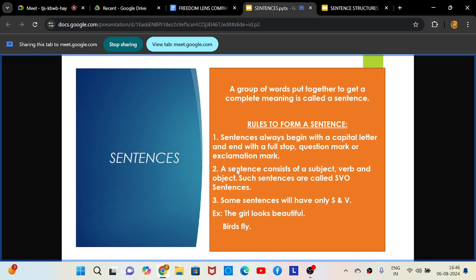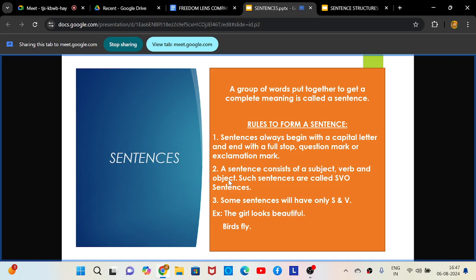Now, what are the main parts of a sentence? A sentence consists of three parts called a subject, verb and object. So a sentence is basically divided into three parts as subject, verb and object. So what is meant by subject, what is verb and what is object, that you will learn in the next class.